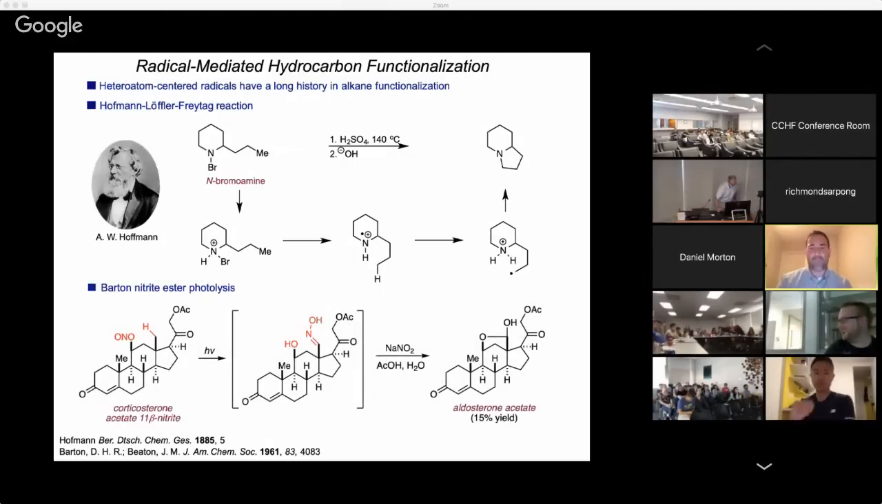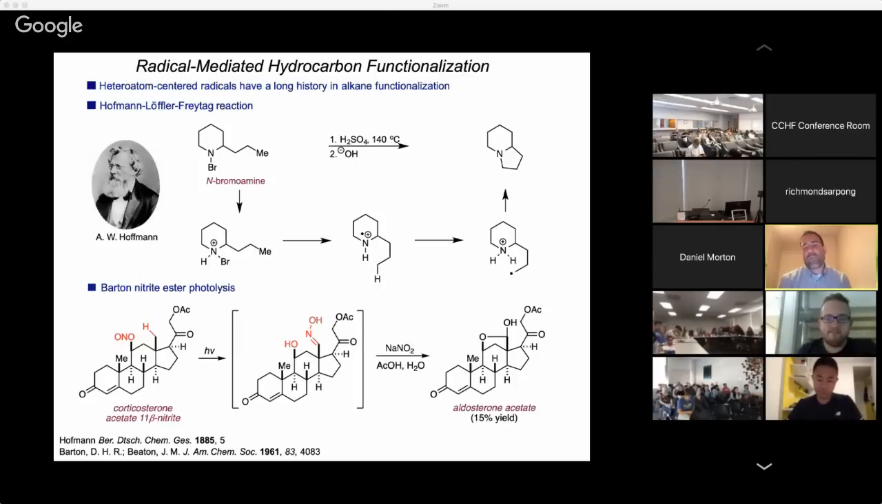Another really historic reaction was Barton's nitrite ester photolysis. In this example, it was used to make aldosterone acetate from an oxygen-centered radical formed from that nitrite photolysis. Of course, in both of these reactions, the hydrogen atom transfer is a 1,5 process, so it enjoys that kinetic selectivity, and that's very widely understood.